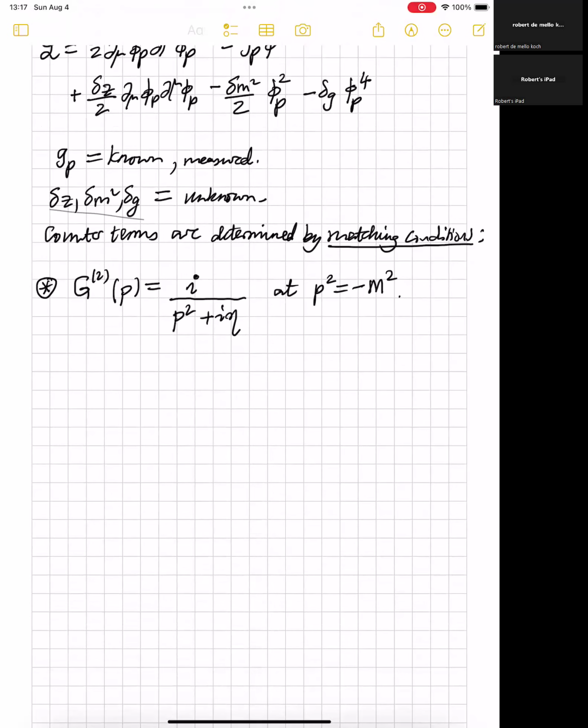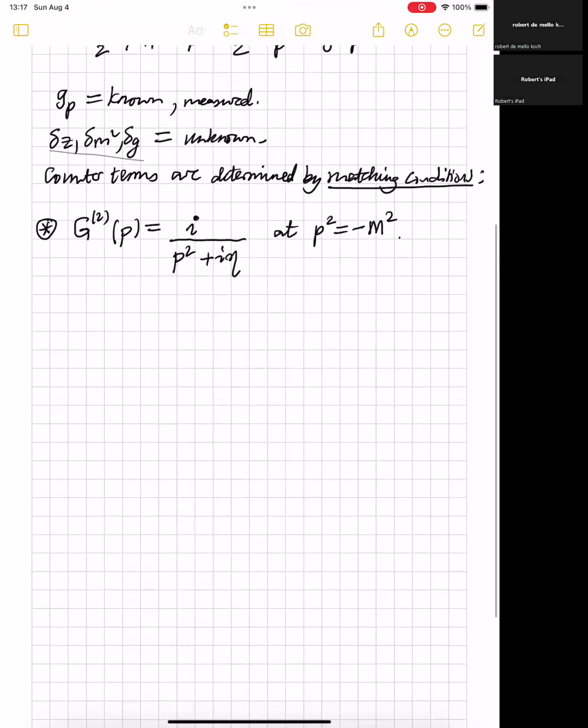Now, to convince you that this is a good one, let me tell you why we choose this. So first of all, notice that p squared equal to minus m squared is not kinematically possible.